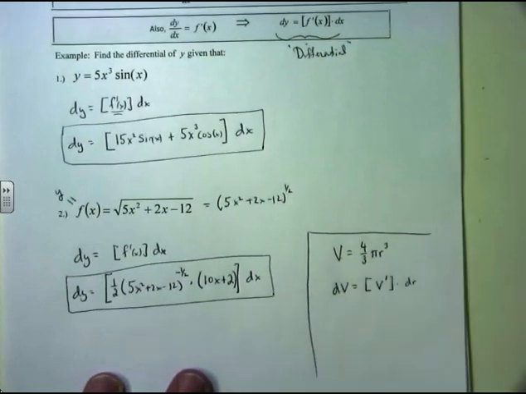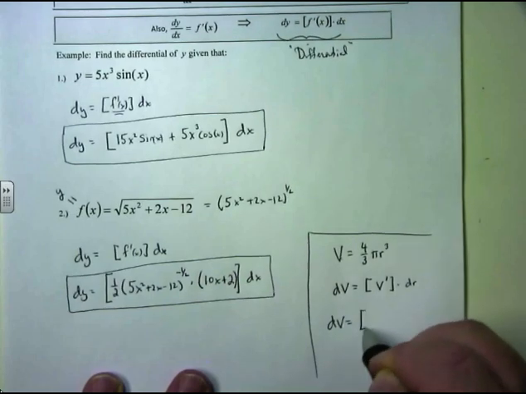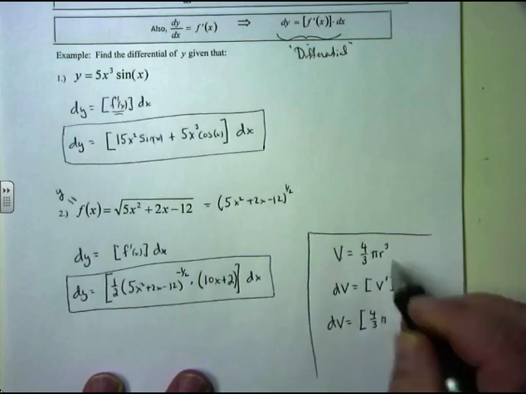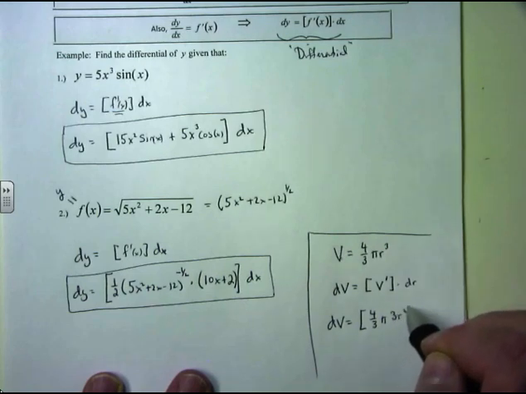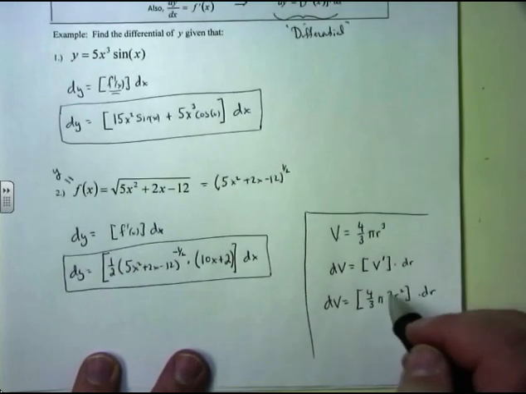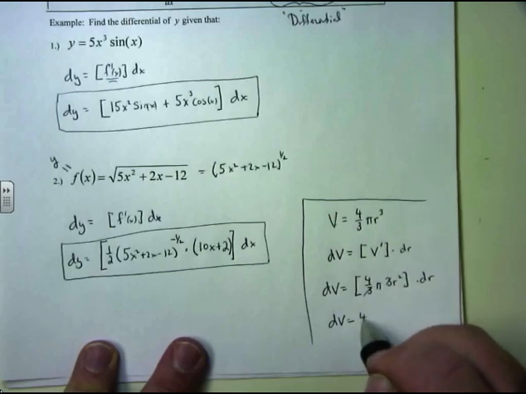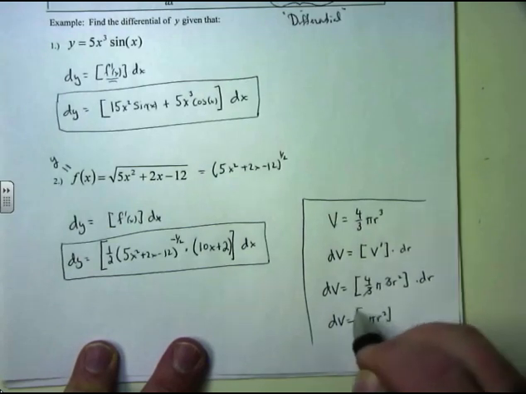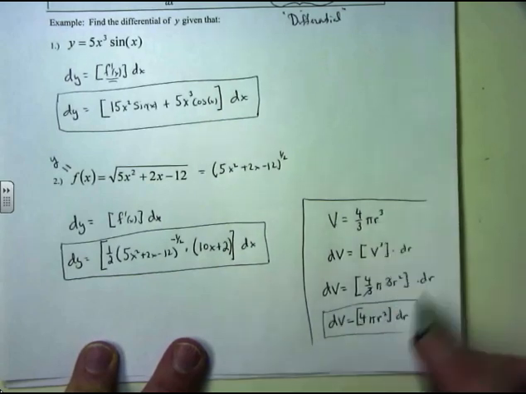So the differential of the formula volume equals 4/3 pi r cubed would be dv equals the derivative. Well, the derivative of 4/3 pi r cubed: 4/3 pi is a constant that holds over, and the derivative of r cubed is 3r squared. But then you've got to do times the independent variable, dr. Of course, you always want to clean this stuff up, so the 3's cancel, and you're left with dv equals 4 pi r squared times dr. That would be the differential of this particular equation.